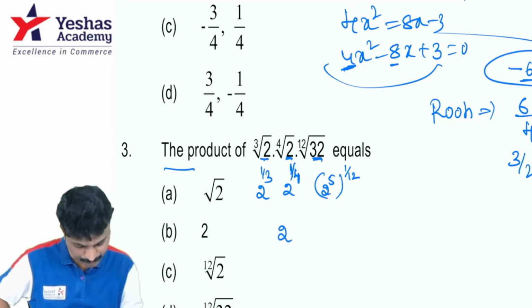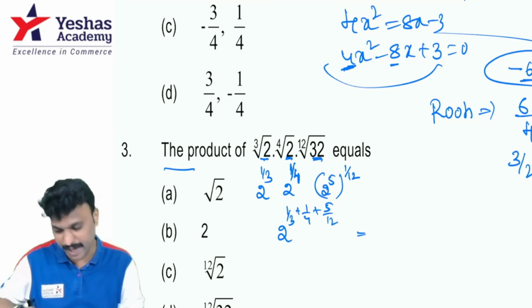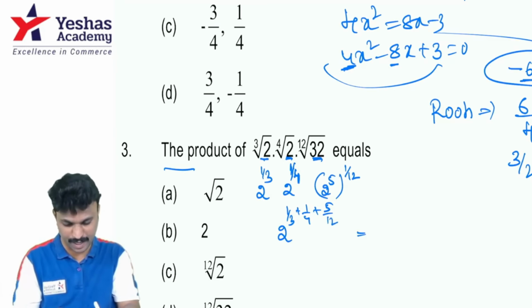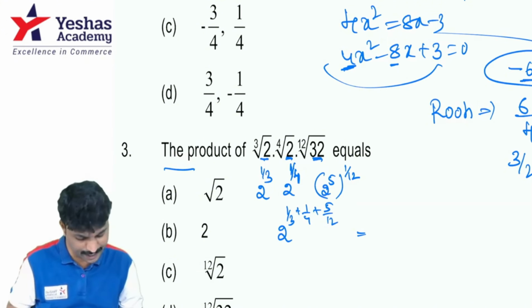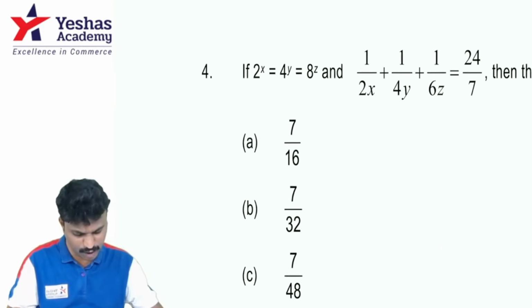That means 2 power 1 by 3 plus 1 by 4 plus 5 into 1 by 12 is 5 by 12. Take your calculator. 1 by 3 M plus, next 1 by 4 M plus, next 5 by 12 M plus, MRC. That gives you 0.999. That means 1. So 2 power 1, the value is 2. Option B is the right answer. Guys, moving on to the next question.